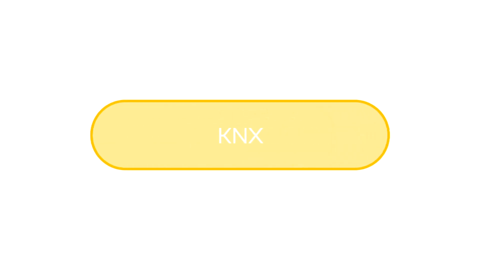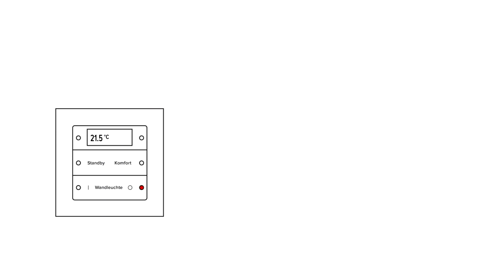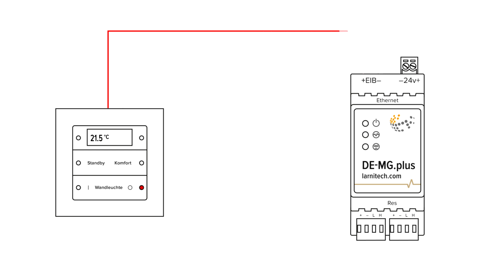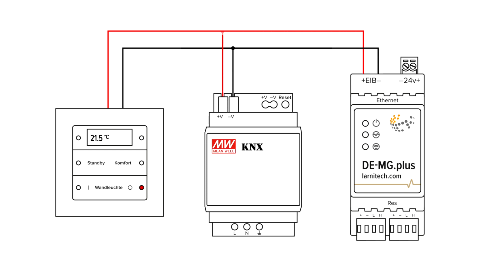KNX integration. Buttons and thermostats working in the KNX standard can be integrated into our system using the DEMG Plus module, which connects to the KNX bus. A KNX power supply unit is also required to provide power to the KNX bus. To program buttons and thermostats, a KNX interface, USB or Ethernet, and the ETS program are needed. Equipment must be assigned group addresses in the ETS program before being added to our system.